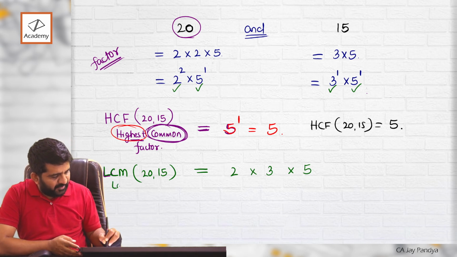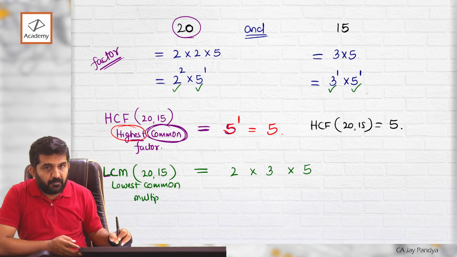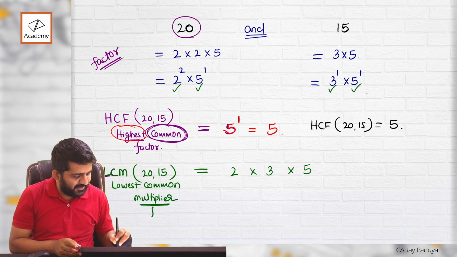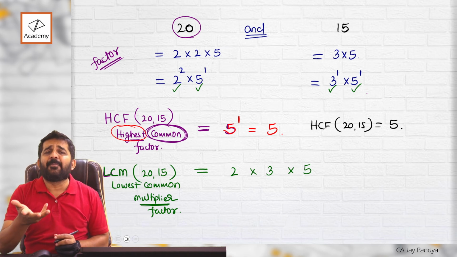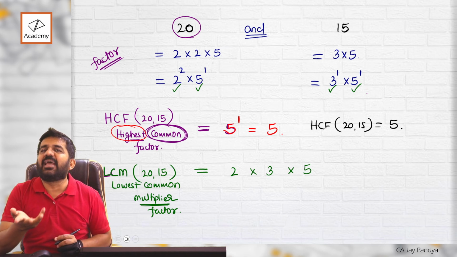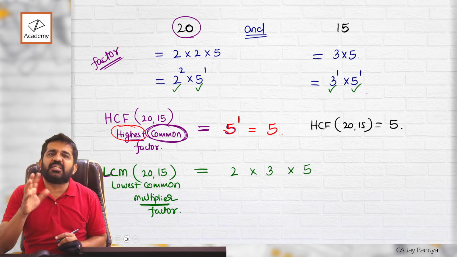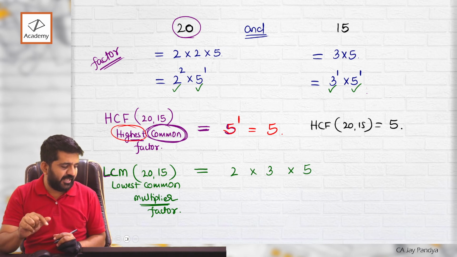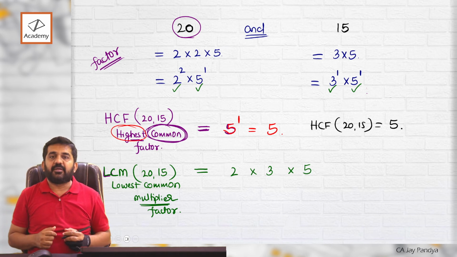LCM full form is lowest common multiplier. Believe me, multiplier is same as factor. But in LCM, instead of LCF, LCM is written, right? And HCM is not written, HCF is written. So HCF is highest common factor or highest common multiplier. LCM is lowest common multiplier or lowest common factor, right?